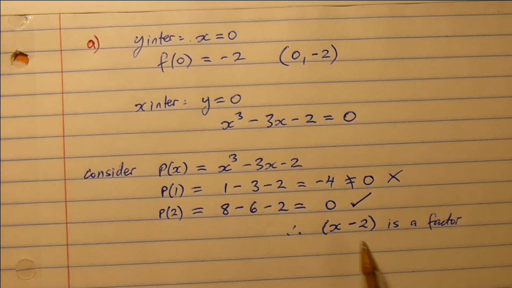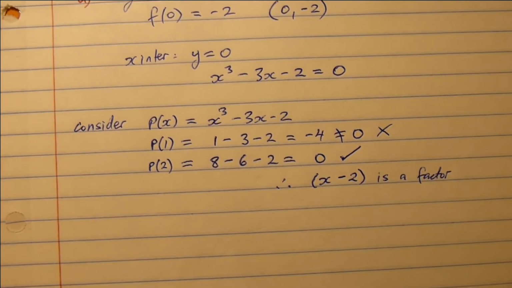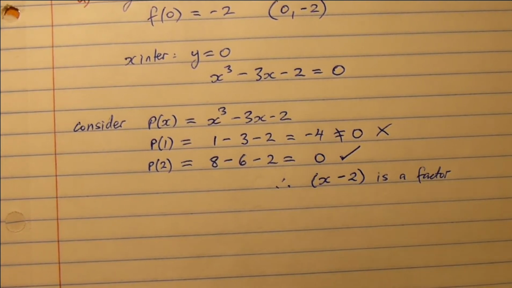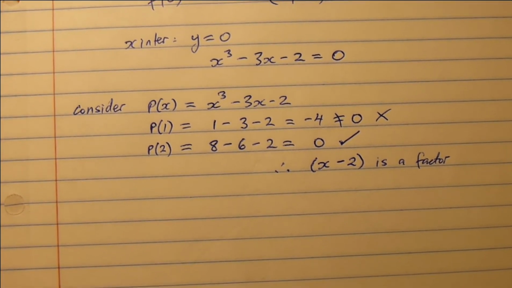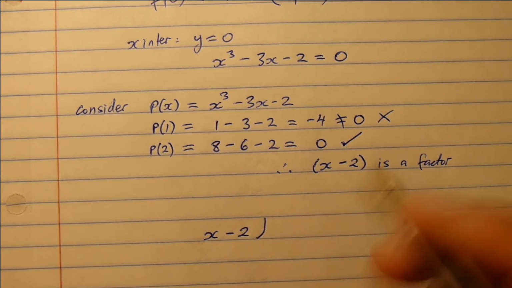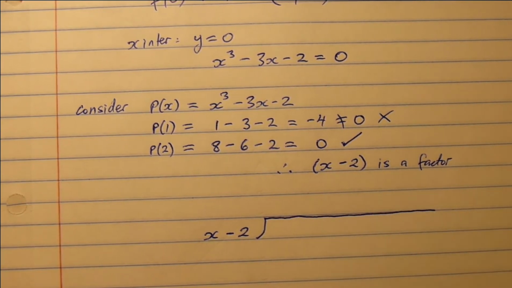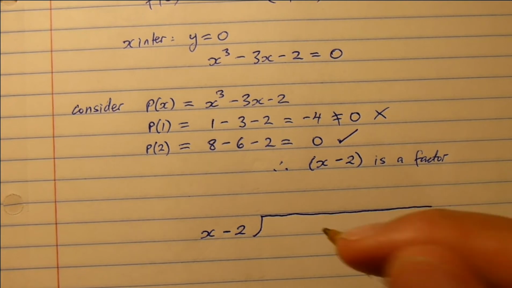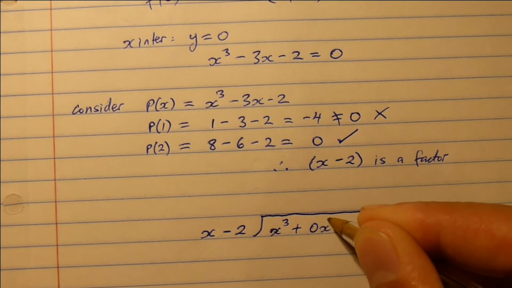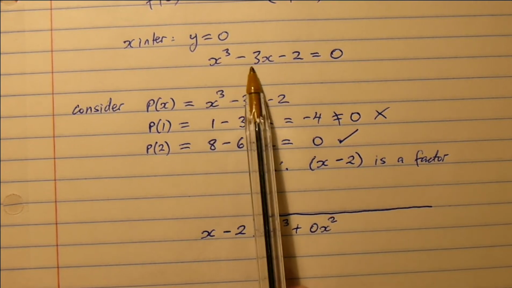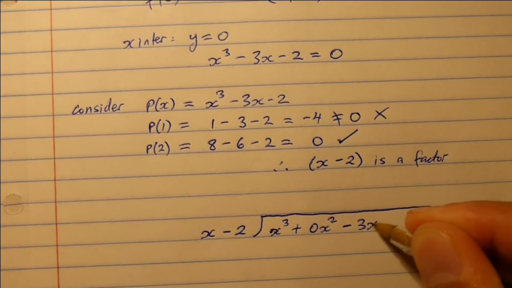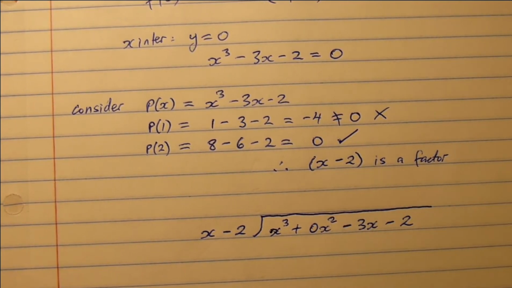So what this is going to allow me to do now is long divide this cubic polynomial and work out the quadratic component. So just note here, when I'm setting up the long division, I'm going to leave a space here for the x squared, so I'm going to write 0x squared here because it doesn't have that term, minus 3x minus 2. That's just going to allow me to set up.